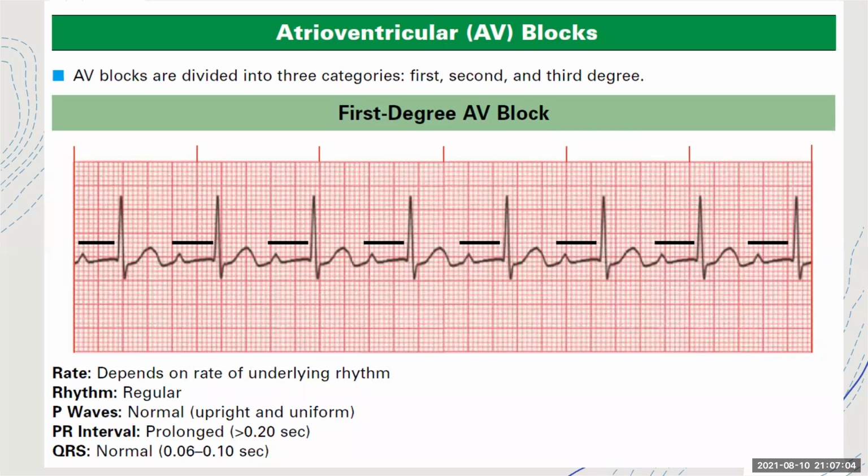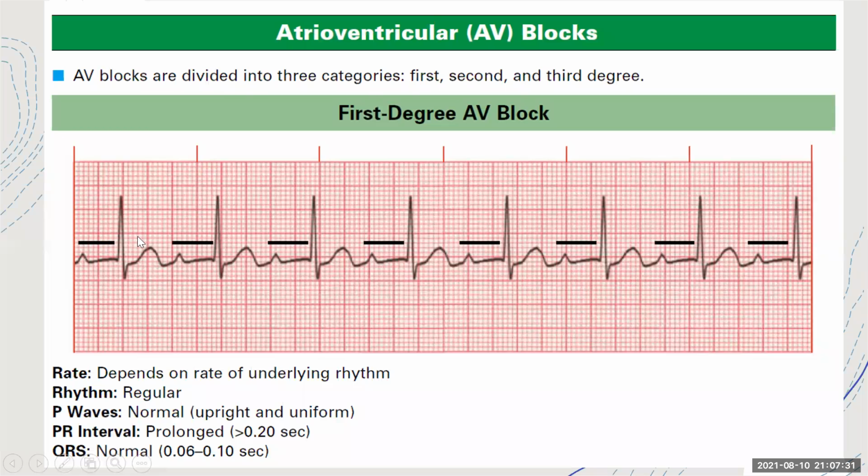Okay, now coming to these AV blocks. These AV blocks are very important, so you can also find this in your exam. Please be vigilant about this one. First degree AV block. For first degree AV block, the first thing we will see is the rate. The rate depends on the rate of the underlying rhythm. So if you can just see, it's all a regular rhythm. How can I say it's a regular rhythm? Because the distance between two R waves seems the same, right? Same in between all R waves.